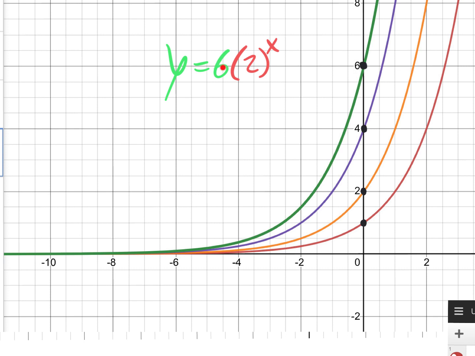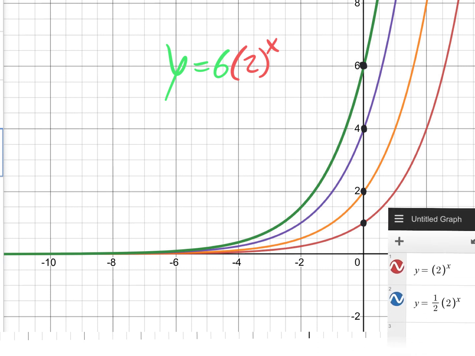So if this value were a 1/2, as a matter of fact, I would like you to do that right now on Desmos. Type in 1/2 out here in the front of the parentheses with the 2 and with the x. Put a 1/2 right there, and you're going to see this guy get crushed down to the 1/2 spot. You're going to see a vertical compression. Go ahead and do it.